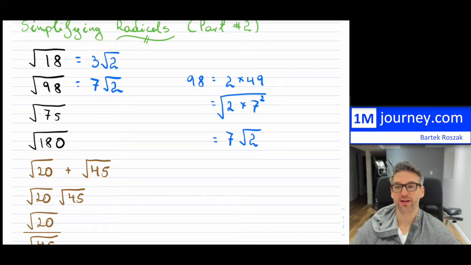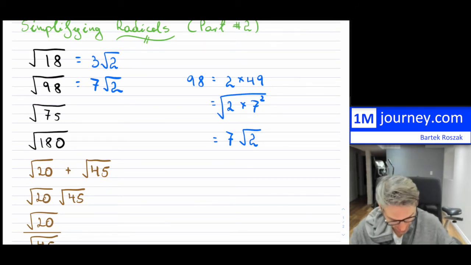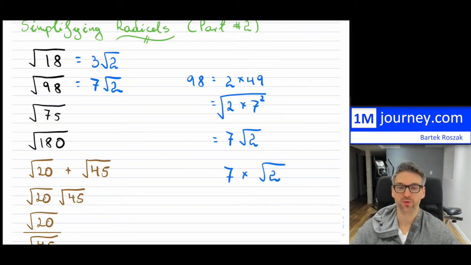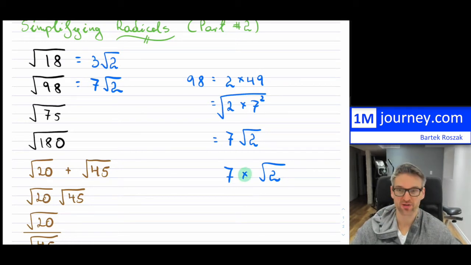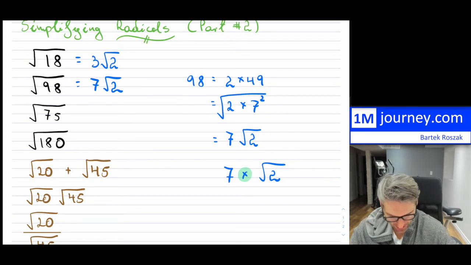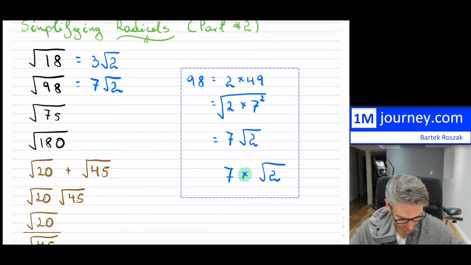Now remember that what this means literally is 7 times the square root of 2. That's what it actually means, except we do not use this multiplication sign there. We just drop it. So that's what we have there. So that's example number 2.